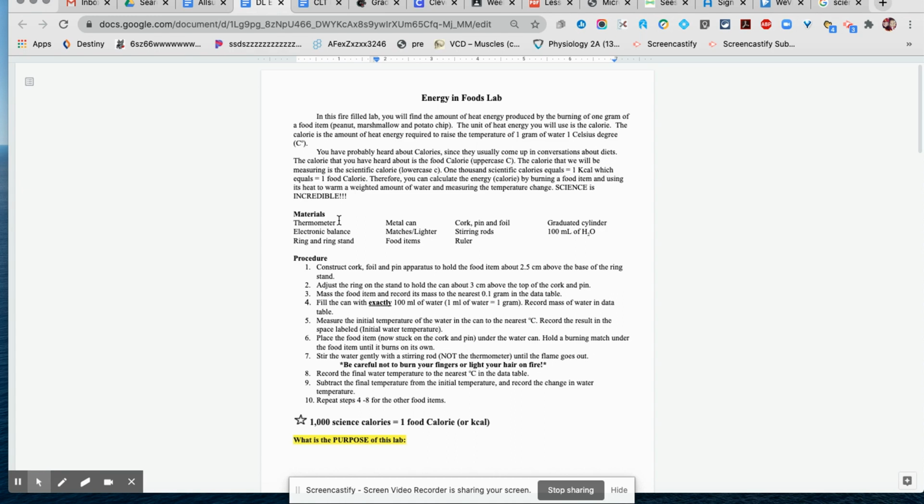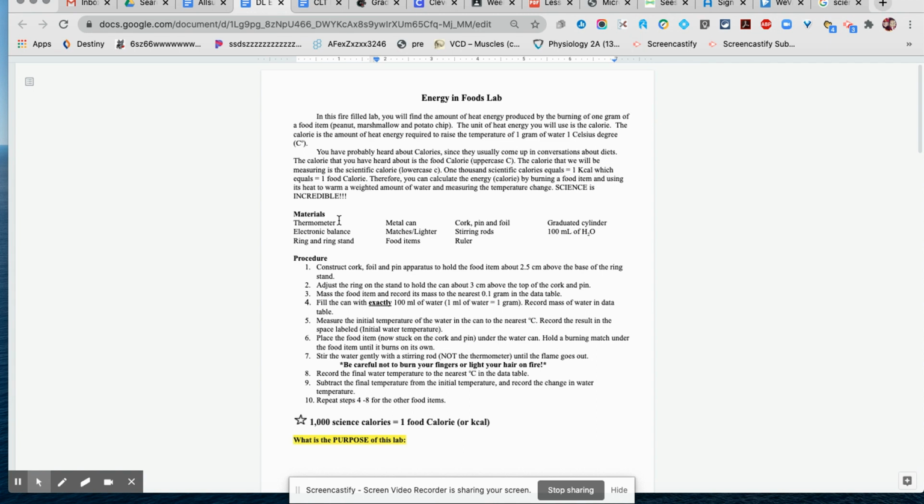Basically, you're going to watch me weigh each food item before burning. You're then going to see the initial temperature of the water before any heat is released. I'll then pin the food item below the can, light it on fire, and once the fire burns all the way through the food item and the flame goes out, I will look at the thermometer again to find the final temperature. So you'll have an initial mass before burning and a final mass after. You'll have an initial temperature before burning and a final temperature after. And those are the pieces of data we're going to use to calculate the amount of calories.